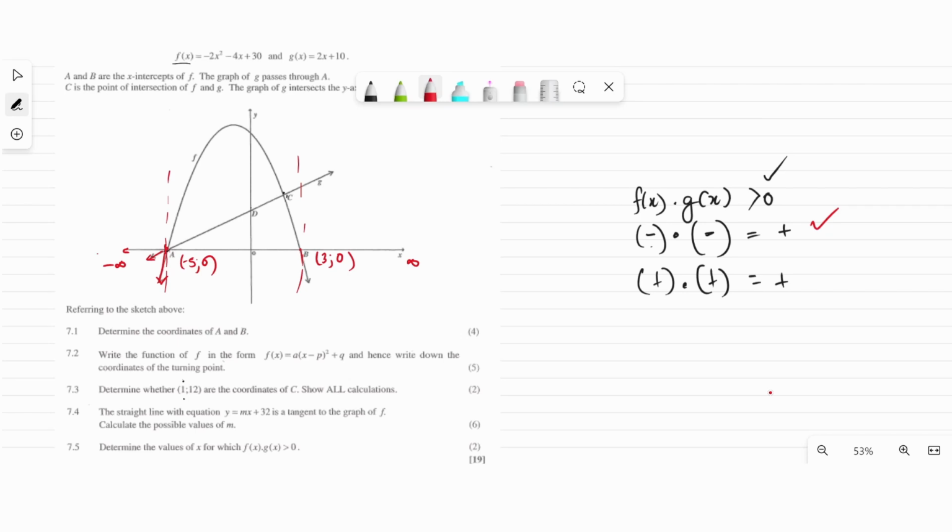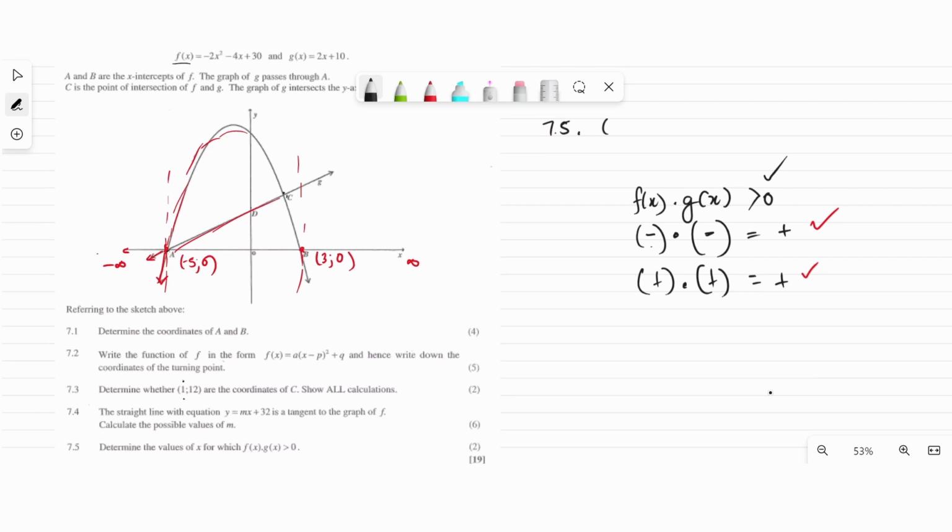That's what I meant. But what do we see? We see from where? From -5 till 3, right? They are all on the positive side. Do you see that? They're all on the positive side. So it satisfies the second one, right? So your answer for 7.5 is going to be what?